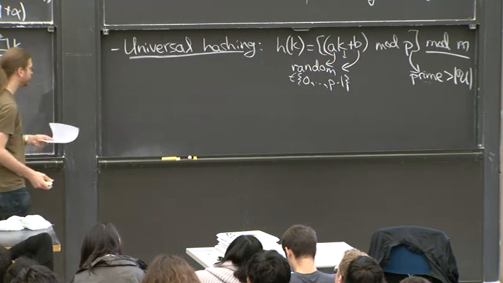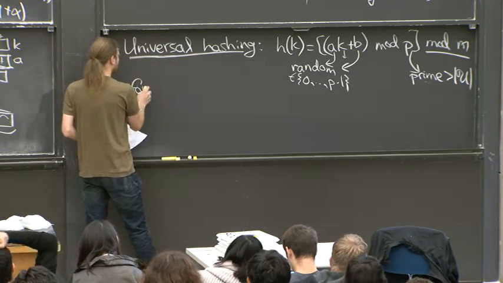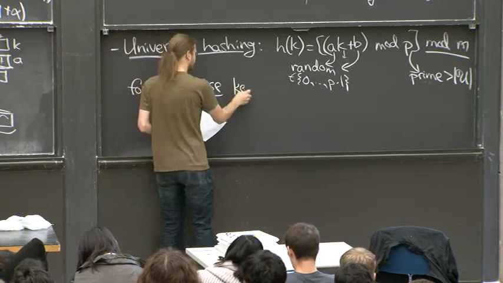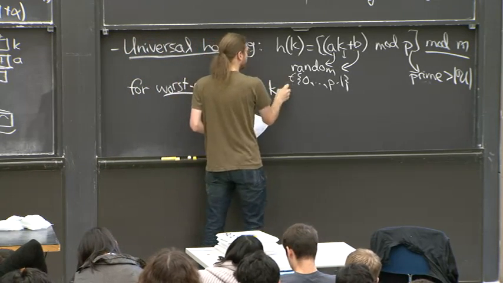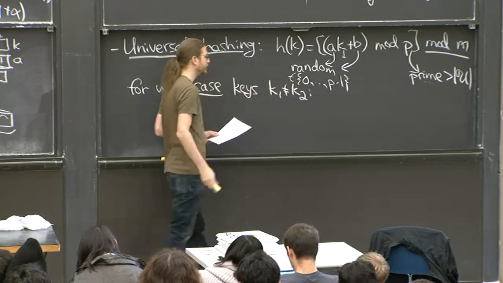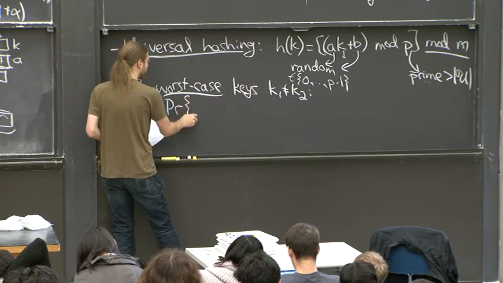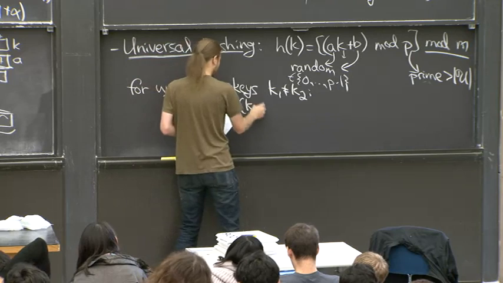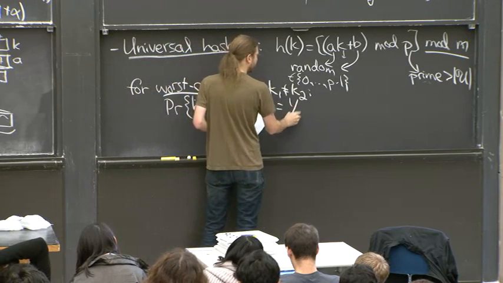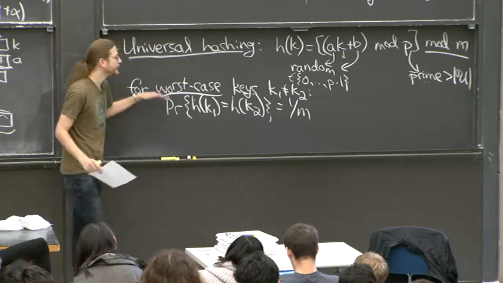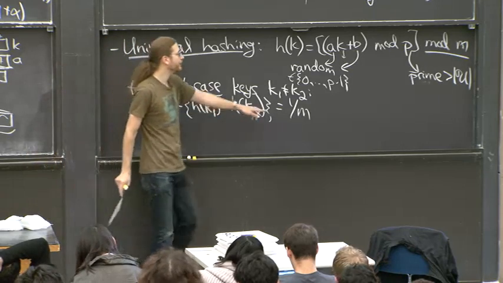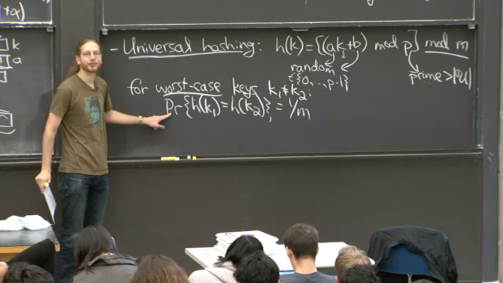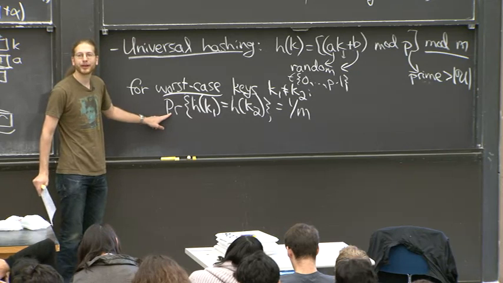OK, what does this do? It turns out, here's the interesting part, for worst case keys, k1 and k2, that are distinct, the probability of h of k1 equaling h of k2 is 1 over m. So probability of two keys that are different colliding is 1 over m. For the worst case keys, what the heck does that mean? What's the probability over? Any suggestions? What's random here?